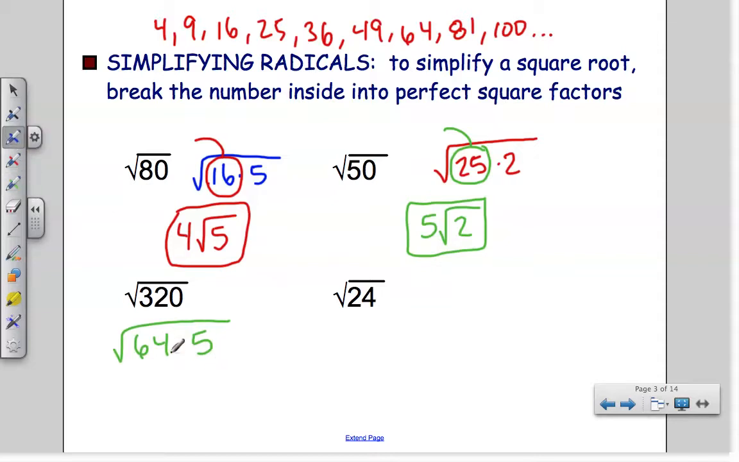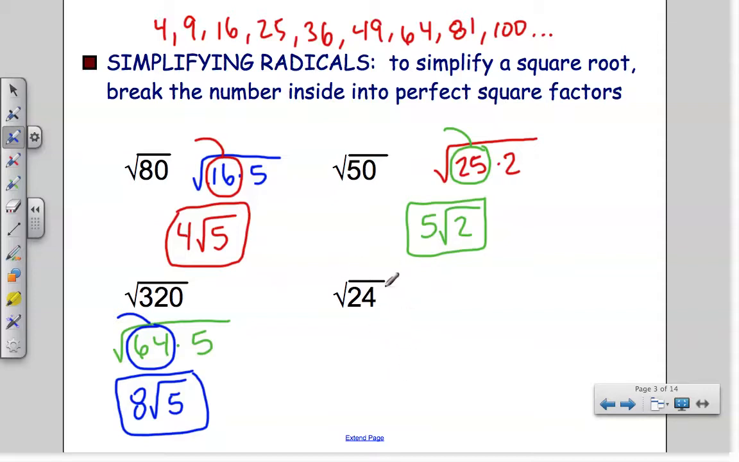Eventually you will. Now why would I do that? Because I can take the square root of 64. I know the square root of 64 is 8. And then inside the square root is just that 5, which does not break down any further. Okay? So practicing simplifying these square roots.